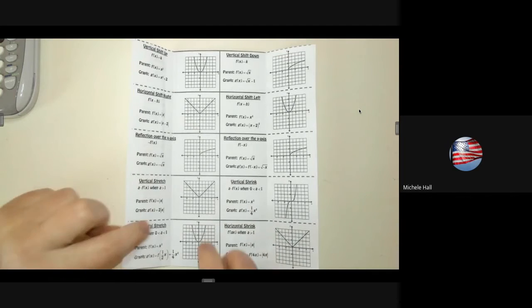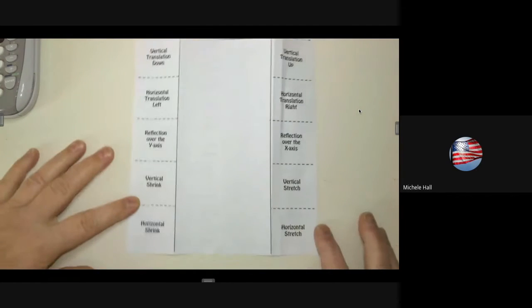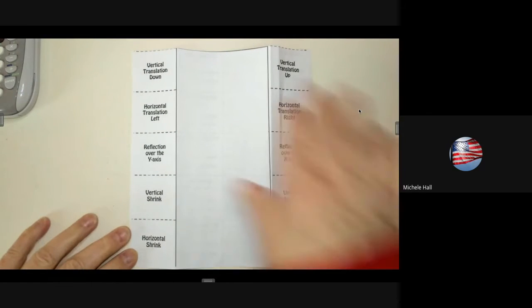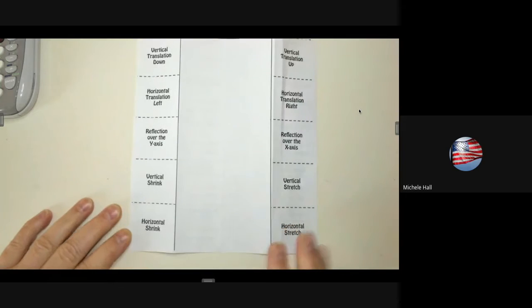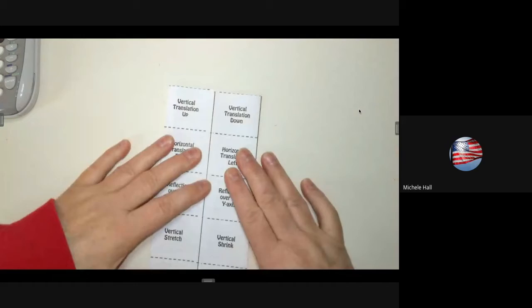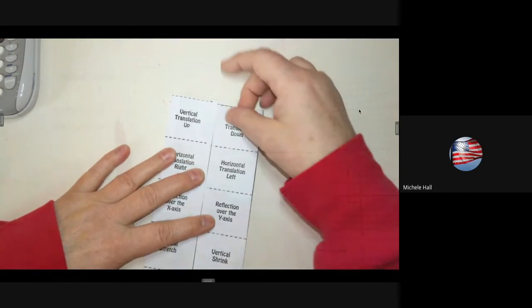Here is the transformation foldable. I just cut around the outside, cut down the sides, cut off the top and the bottom, and then you're just going to fold the doors into the middle. You can cut each one of these doors if you want to.